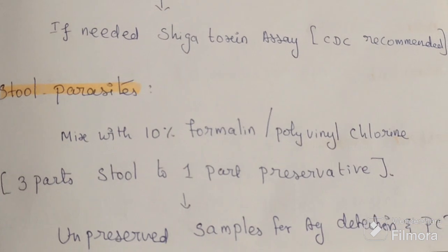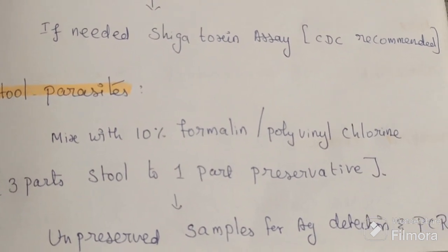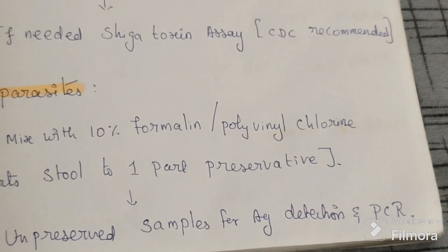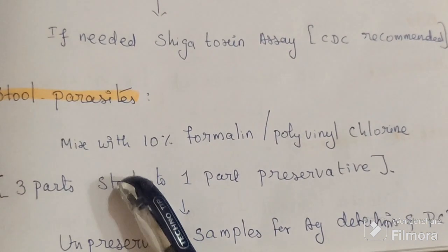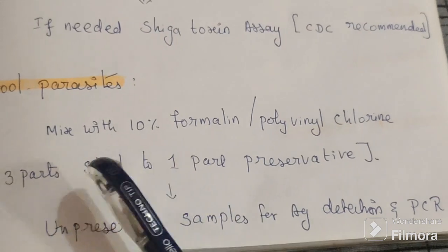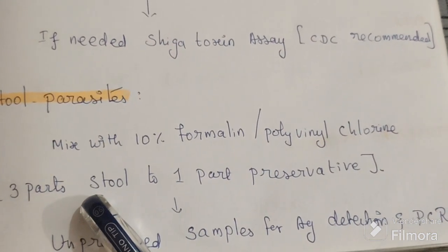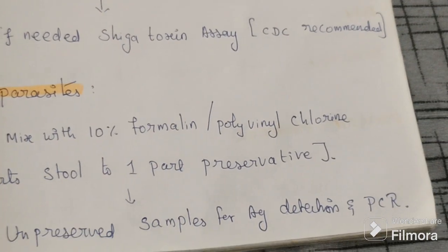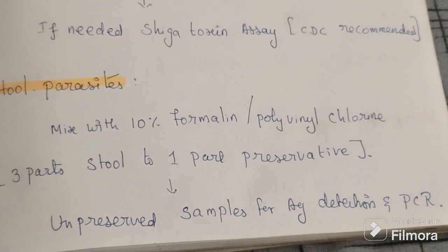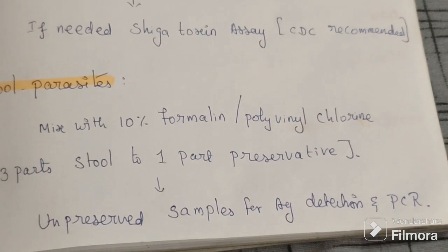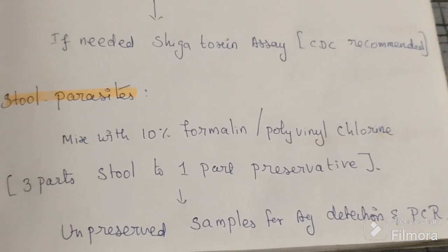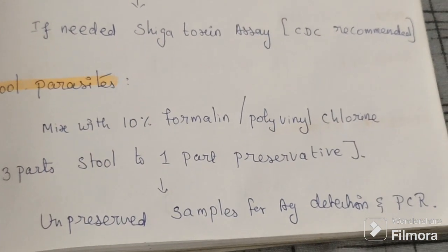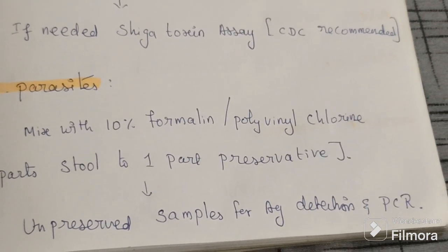In stool parasite testing, stool is mixed with 10% formalin or polyvinyl alcohol, 3 parts stool to 1 part preservative. An unpreserved sample is used for antigen detection and PCR. So for parasite detection we use this.